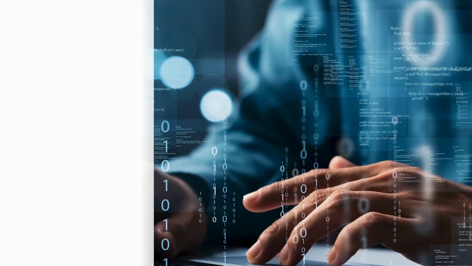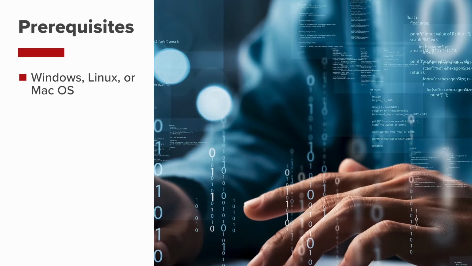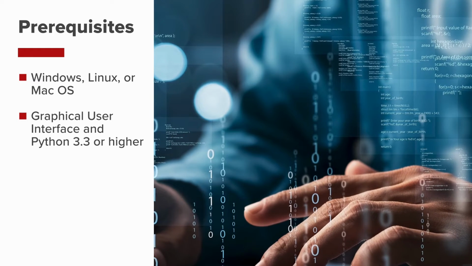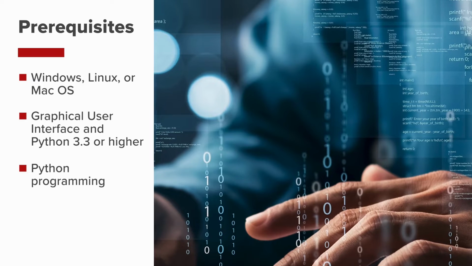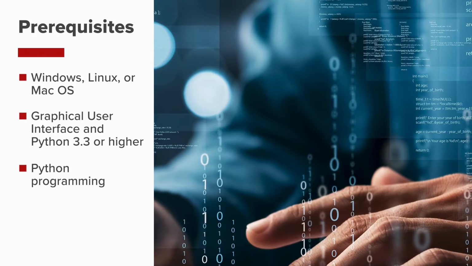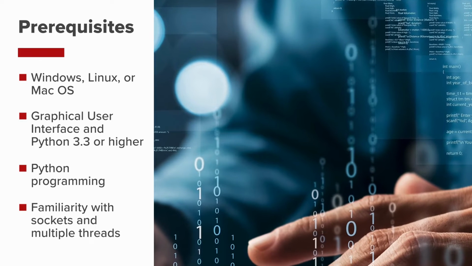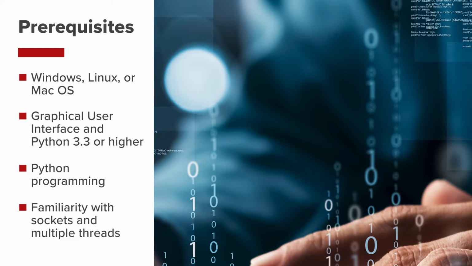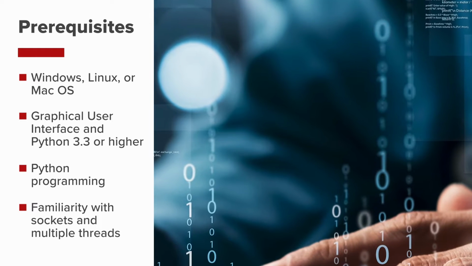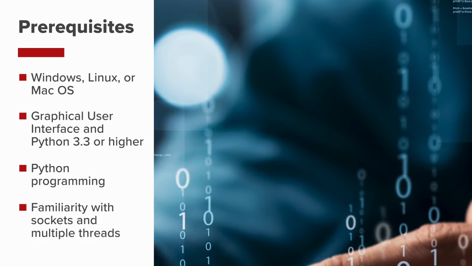Prerequisites for this course include a Windows, Linux, or Mac OS computer with a graphical user interface and Python 3.3 or higher installed, some familiarity with Python programming, and an awareness that the TWS API utilizes socket programming, multiple threads, and other concepts which it is recommended to be familiar with beforehand. For listeners unfamiliar with this topic, it is suggested to first try an Introduction to Python course which covers these topics.